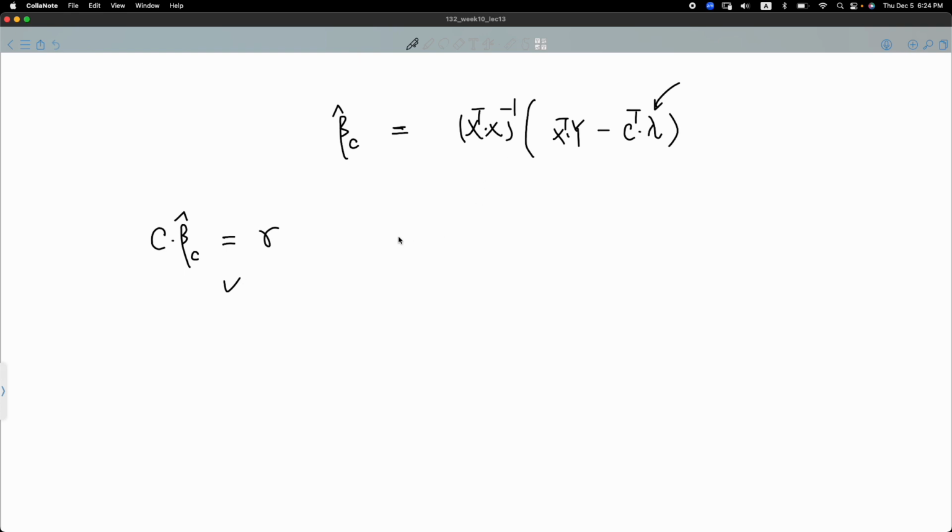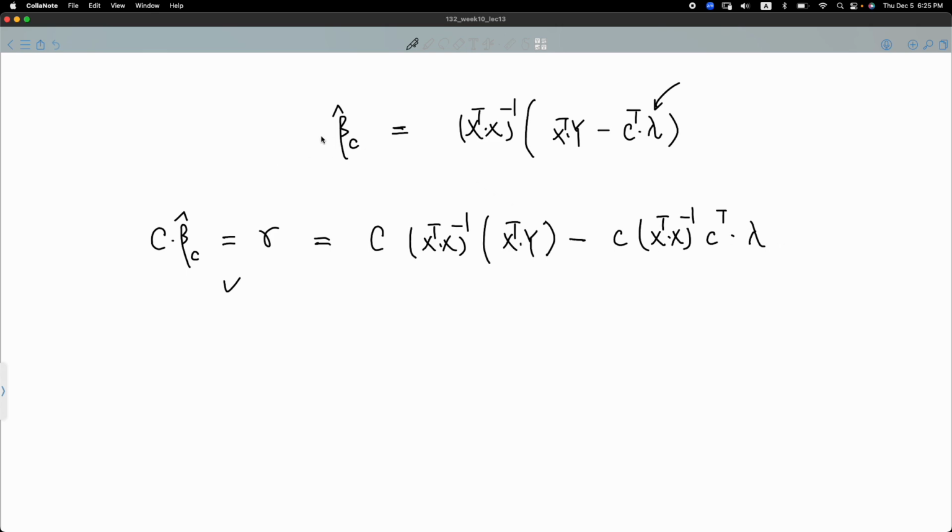Okay, and this one will also mean that the c is multiplied by this one here, the x transpose x inverse, and then x transpose y. Okay, let me also group this one here. So then you have the c multiplied by x transpose x inverse, and then the c transpose from here, and then lambda.